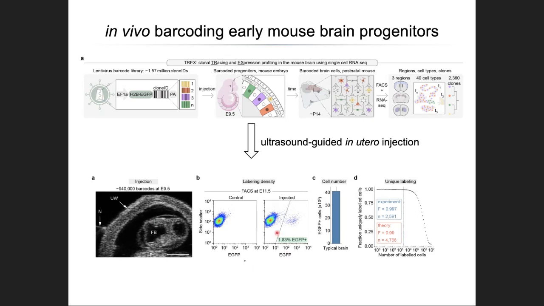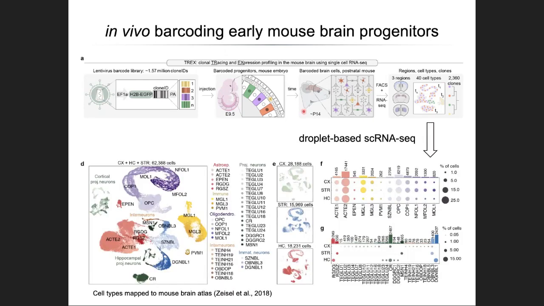We think that under our experimental conditions, we have most of the cells uniquely labeled with only a single cloneID. Following our injection, we wait about 3 weeks and then isolate cells from the 2-week-old mouse brain, where we isolate barcoded cells using FACS from 3 different areas. And we use droplet-based single-cell RNA-seq to reveal the transcriptomes and also the barcodes.